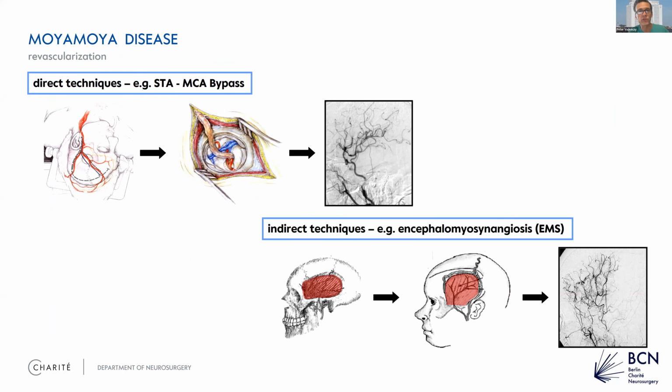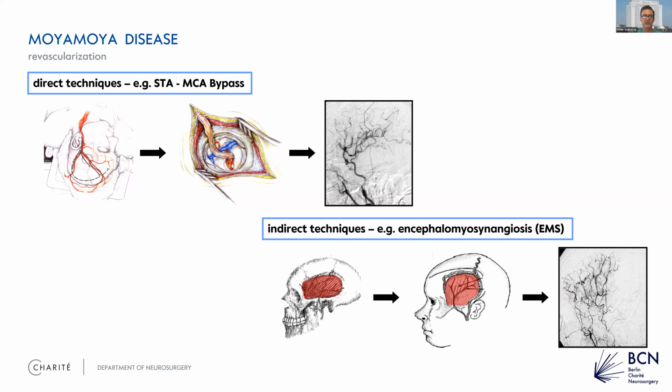When it comes to revascularization, there are usually two ways to go. The direct techniques, where it's a direct anastomosis, usually between the STA, or you can also use the occipital artery, to a cortical blood vessel. And then there is a large group of indirect techniques where vascularized grafts are placed onto the brain surface. Due to the plasticity and the angiogenic capacity of the brain, blood vessels will start to revascularize the brain from the graft into the cortical surface. And we call these indirect techniques.